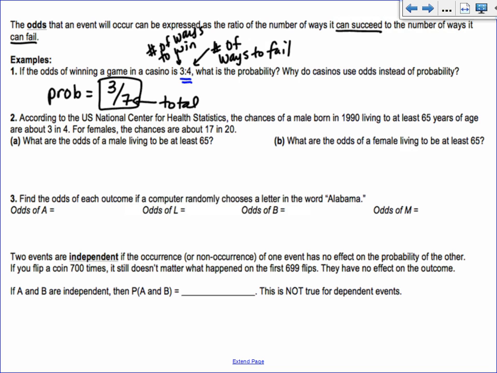So the next one says, according to the U.S. National Center for Health Statistics, the chances of a male born in 1990 living to at least 65 years of age are about 3 in 4, so 3 out of 4. For a female, the chances are about 17 out of 20. So what are the odds?